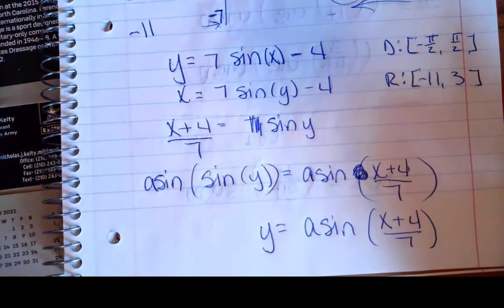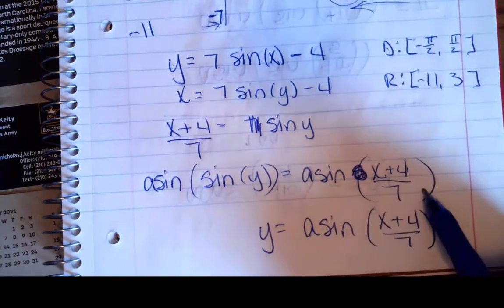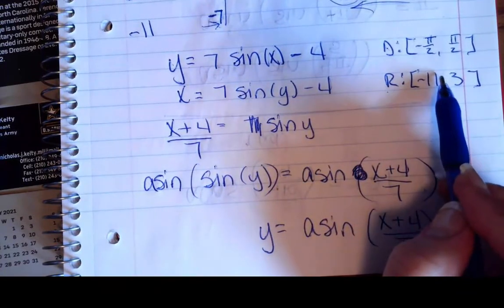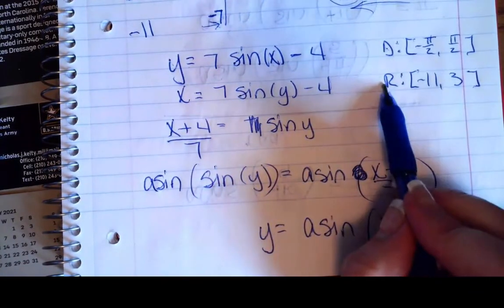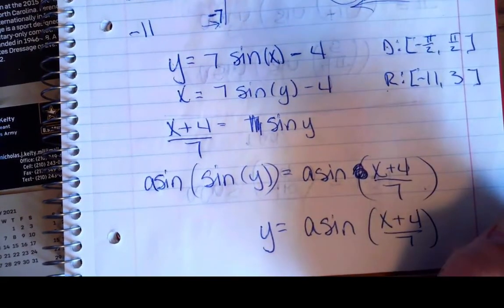Then it's going to ask you for the domain. Well, your domain on the original is your range on the inverse. Your range on the original is your domain on the inverse. So your domain will be from negative 11 to 3, and your range will be between negative pi over 2 to positive pi over 2.